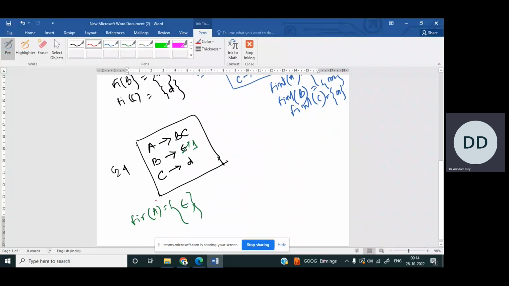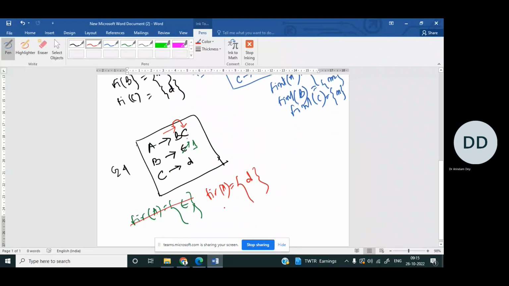Correct. The right thing would be that when calculating first of A, if first of B is epsilon, then I need to check the second variable while scanning from left. The first variable was B. B is generating epsilon, so I should not consider the first of B. I should consider the first of C while finding the first of A. What is the first of A? The first of A would be the first of C. What is the first of C? It is d.